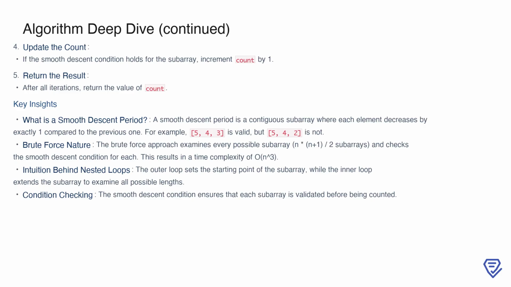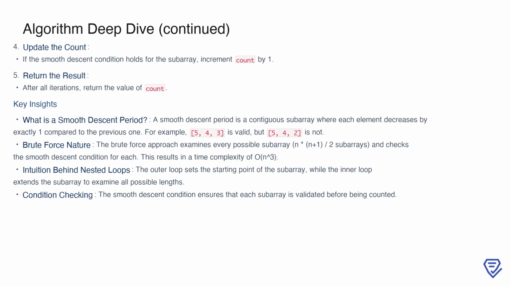To better understand the concept, recall that a smooth descent period is a contiguous subarray where each element decreases by exactly 1 compared to the previous one. For instance, 5, 4, 3 is a valid example, while 5, 4, 2 is not. The brute force approach systematically examines all possible subarrays, ensuring none are missed. However, this comes at a cost.